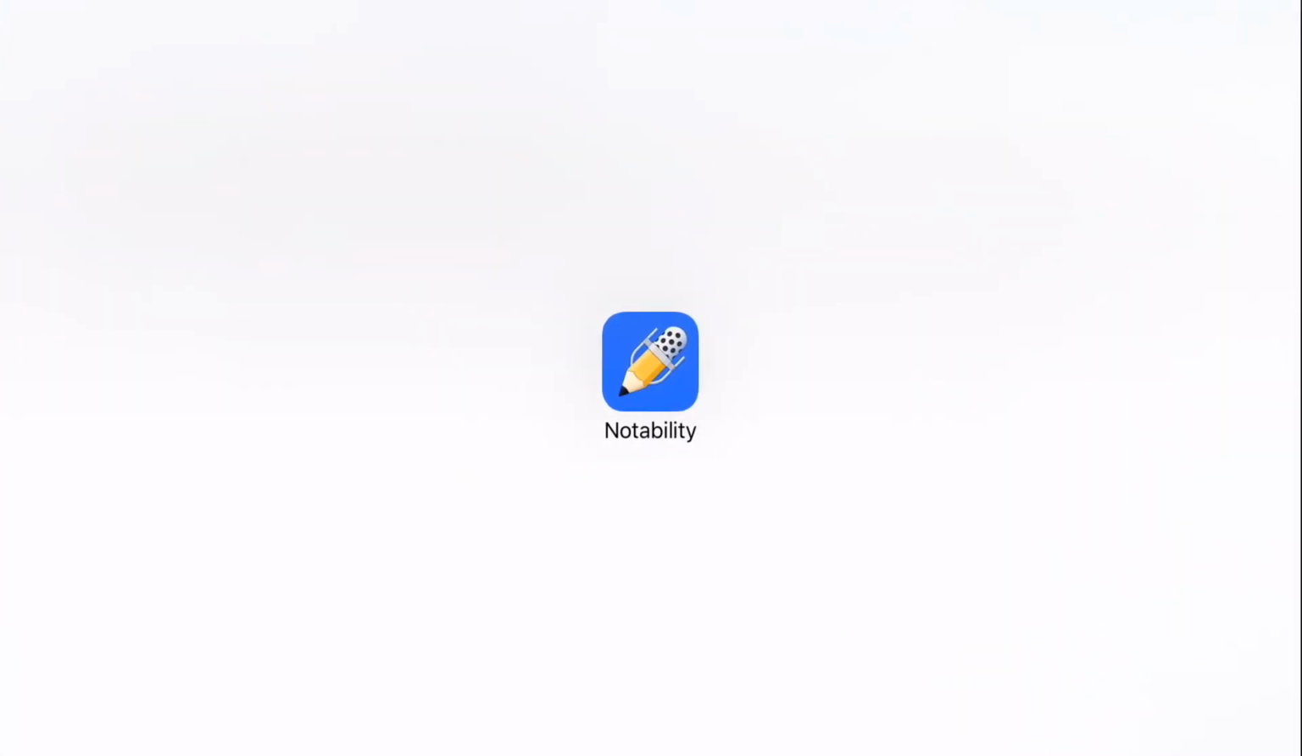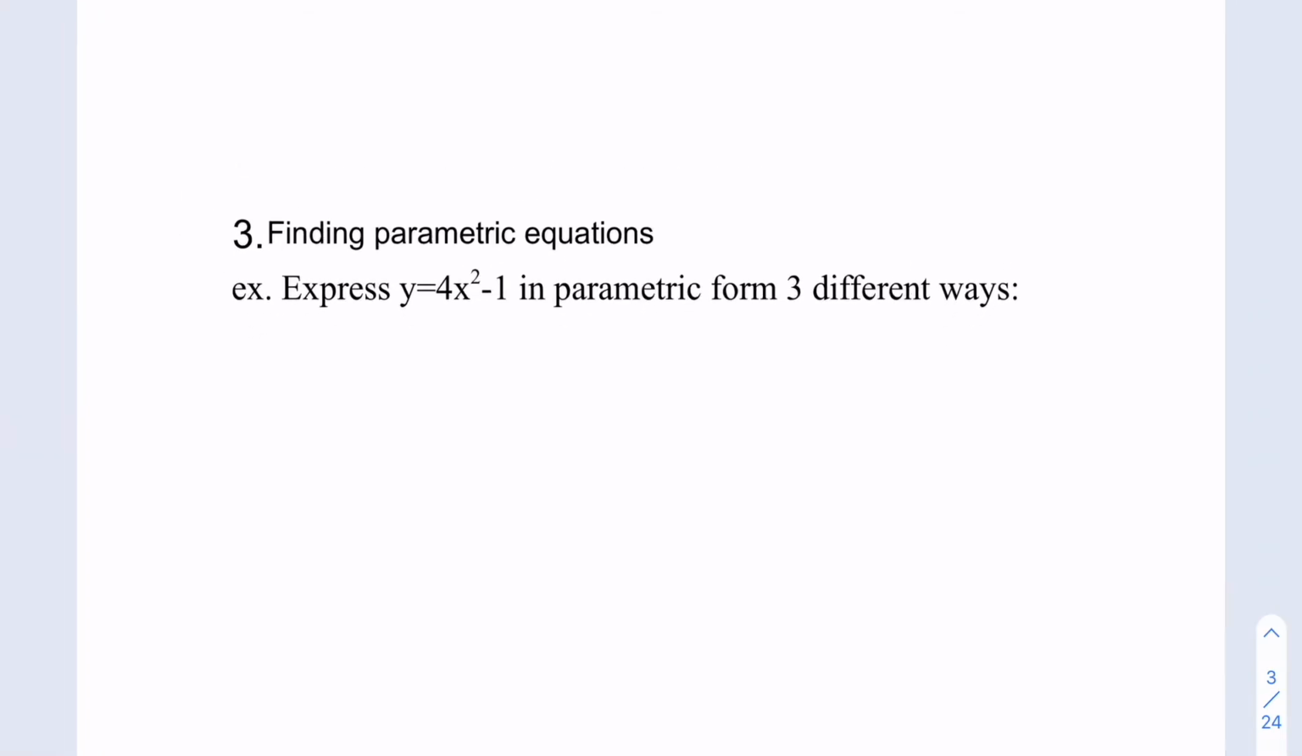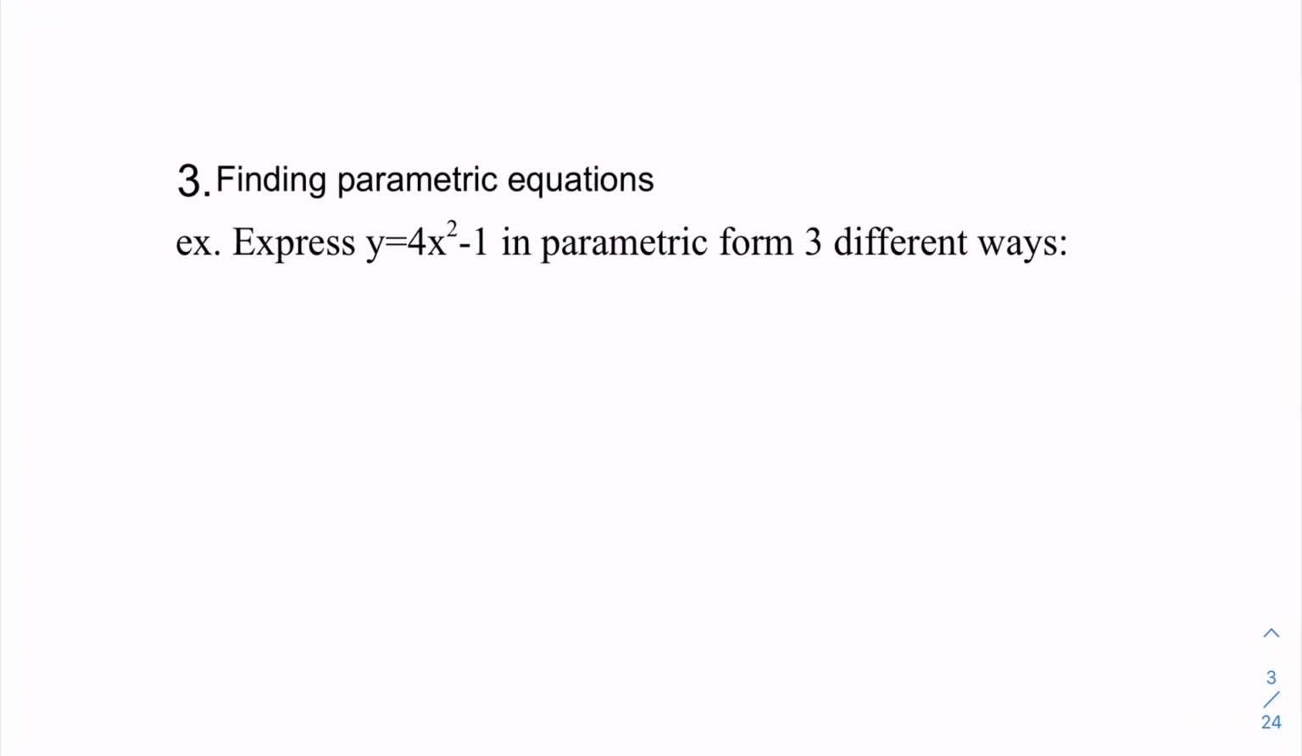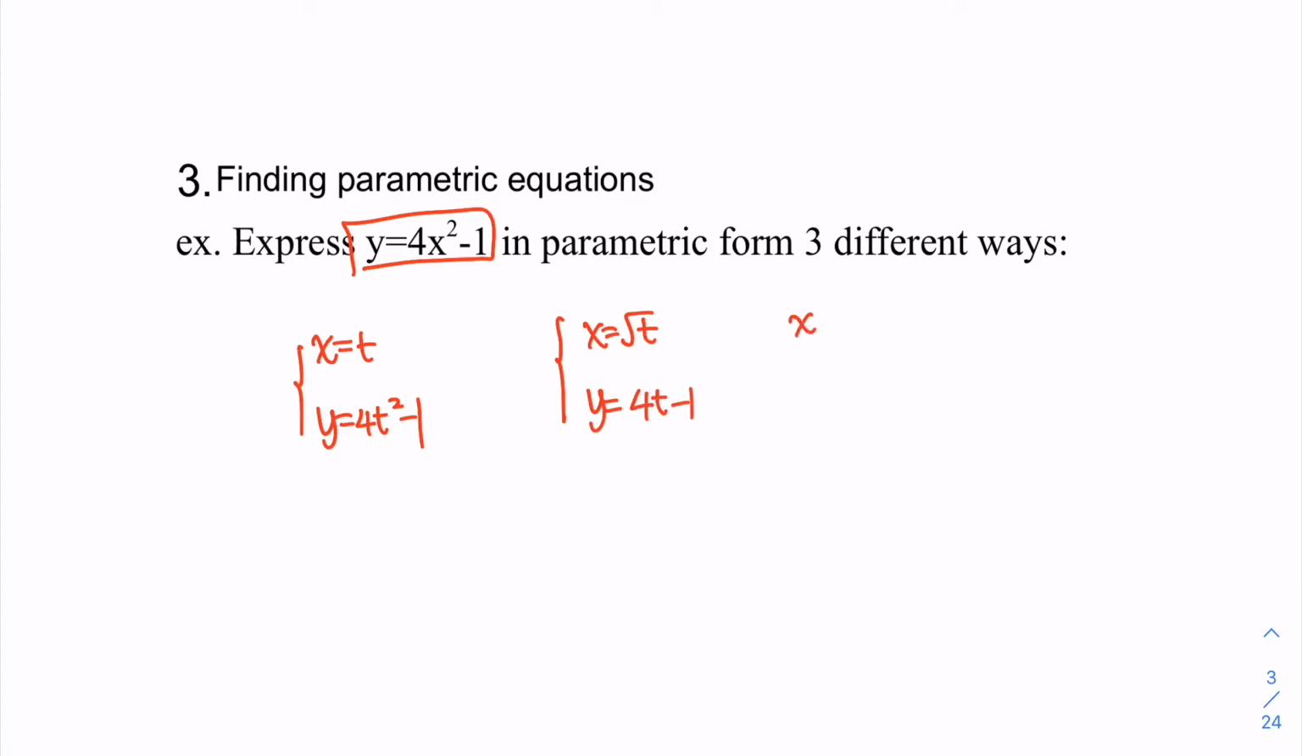Given a rectangular equation, how do we find a parametric equation? We have different ways to express the same rectangular equation. For example, we set x equals t, y can be 4t squared minus 1. If x equals square root of t, y can be 4t minus 1. X equals sine of t, y equals sine squared t minus 1. So these are parametric equations. Of course, we have infinite solutions.